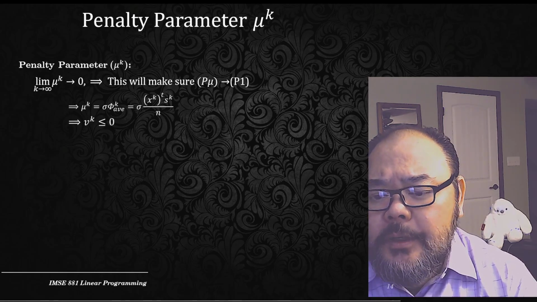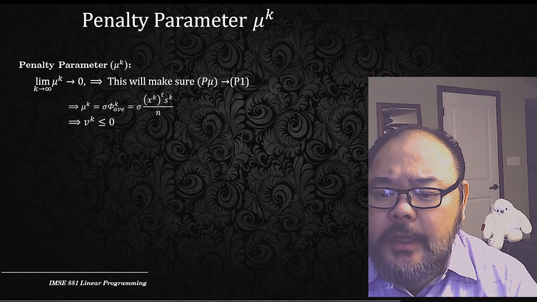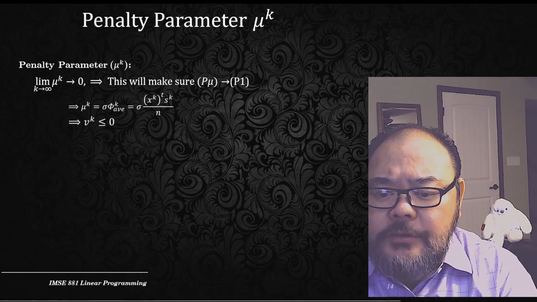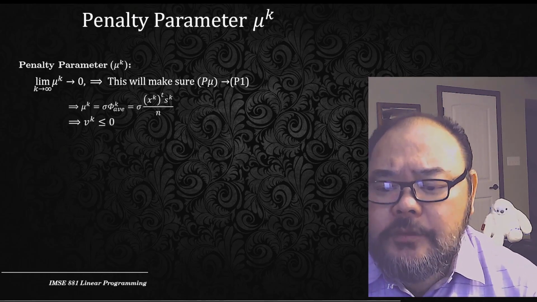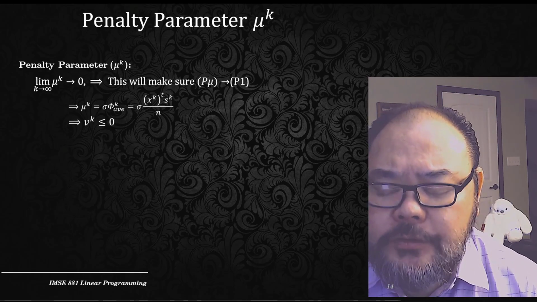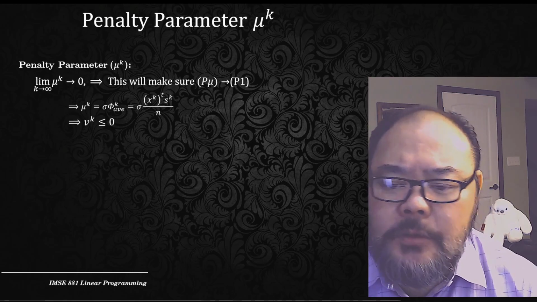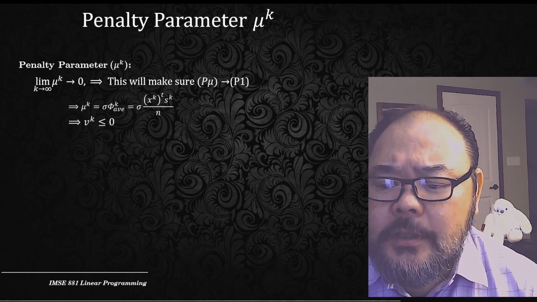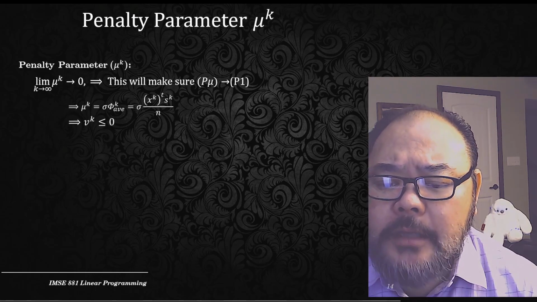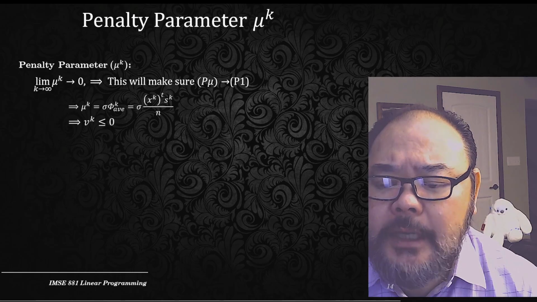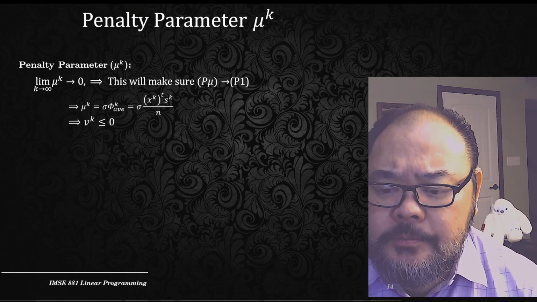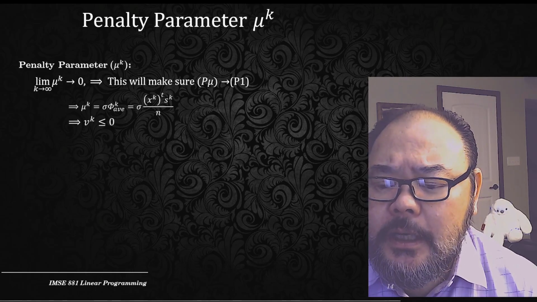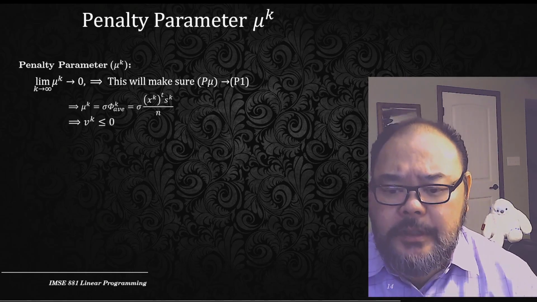So what we do is use mu k equals sigma times phi average k, where the phi average is what we call the average duality gap. That's what we usually use. So we basically update mu k as a fraction of the average duality gap. We know that vk is also less than or equal to 0 in that case.